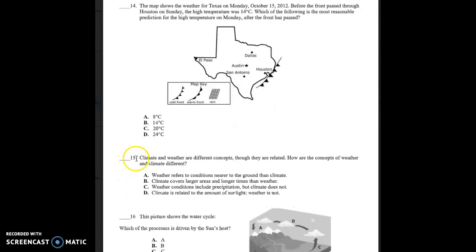Number 15. Climate and weather are different concepts, though they are related. How are the concepts of weather and climate different? A. Weather refers to conditions nearer to the ground than climate. B. Climate covers larger areas and longer times than weather. C. Weather conditions include precipitation, but climate does not. D. Climate is related to the amount of sunlight, weather is not.